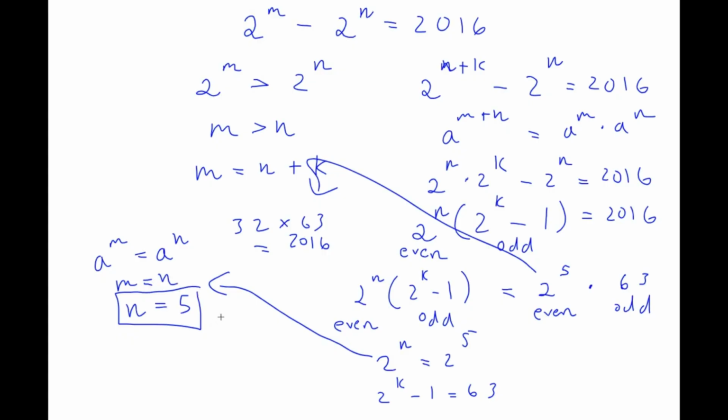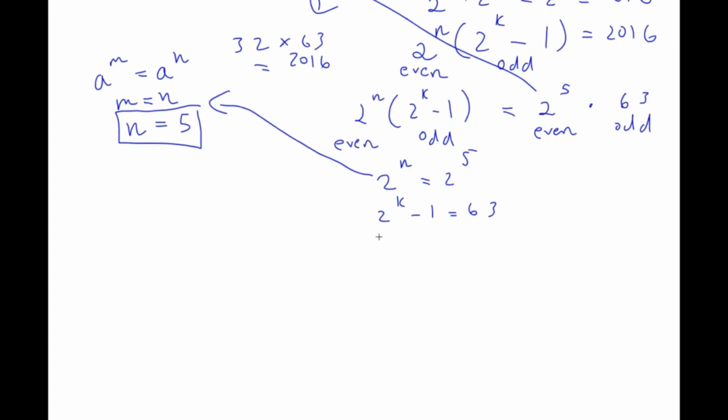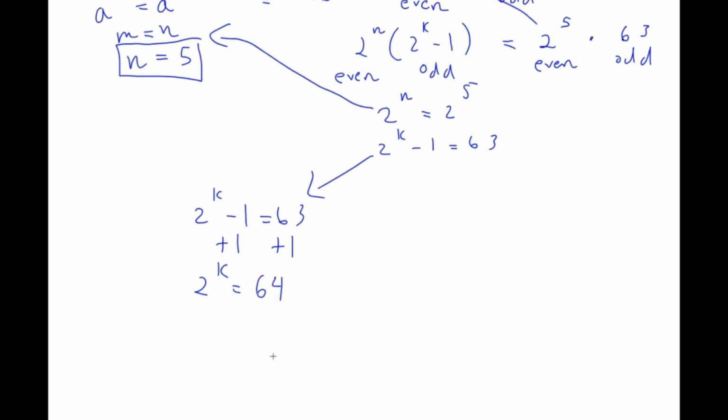So our value for n is 5. Now for 2 to the power of k minus 1, I am going to first start by adding 1 on both sides. So I have 2 to the power of k is equal to 63 plus 1 is 64. Now we need to find out 2 to the power of what is equal to 64.